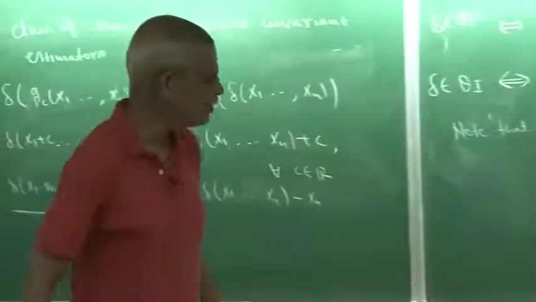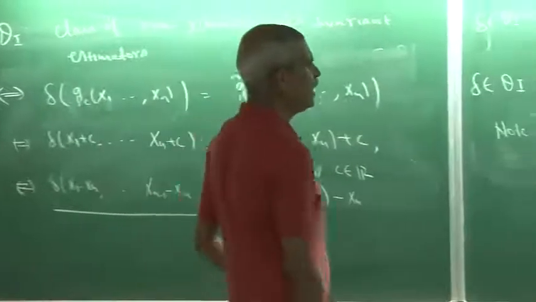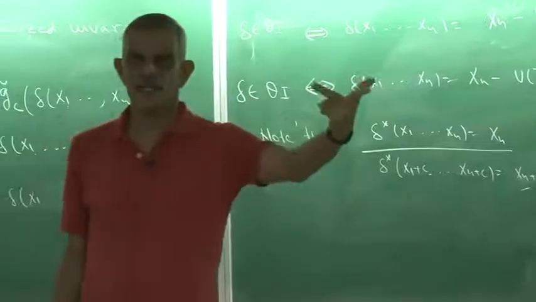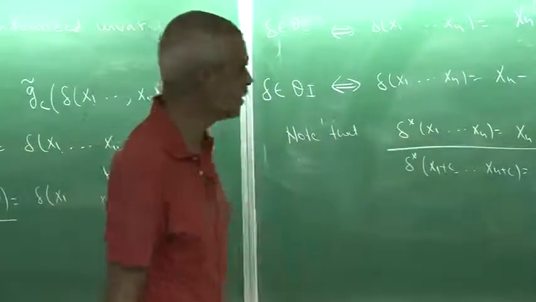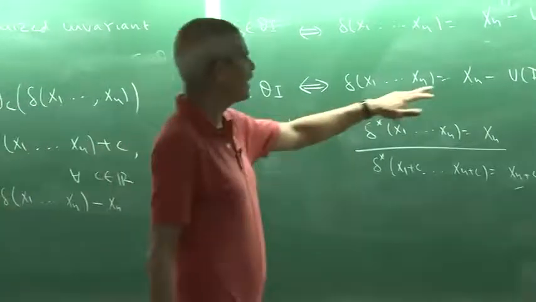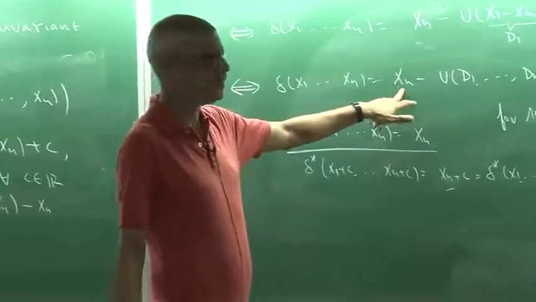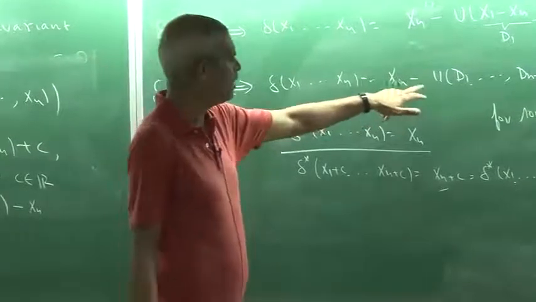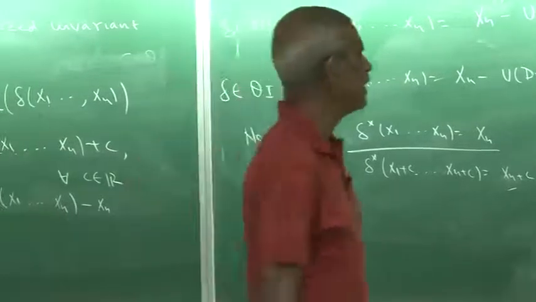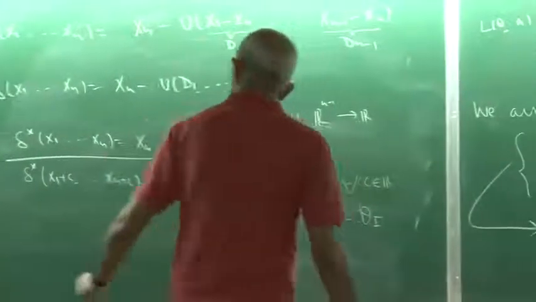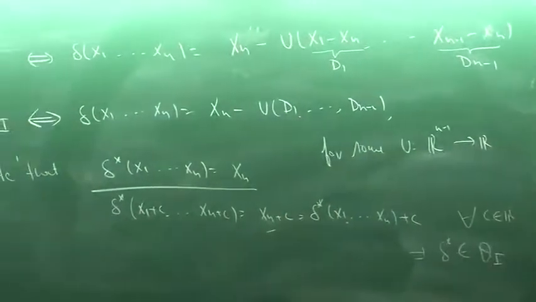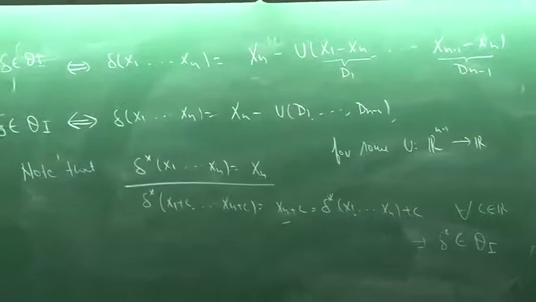So to have much more flexibility, I want to see if I can replace xn by any invariant estimator, because xn is invariant. The question arises, can I say that delta is invariant if and only if delta is the same as some given invariant estimator minus some function of d1, d2, dn minus 1? And the answer is yes. So let me do that in the form of a theorem, which is straightforward, but we can have a quick proof of that.